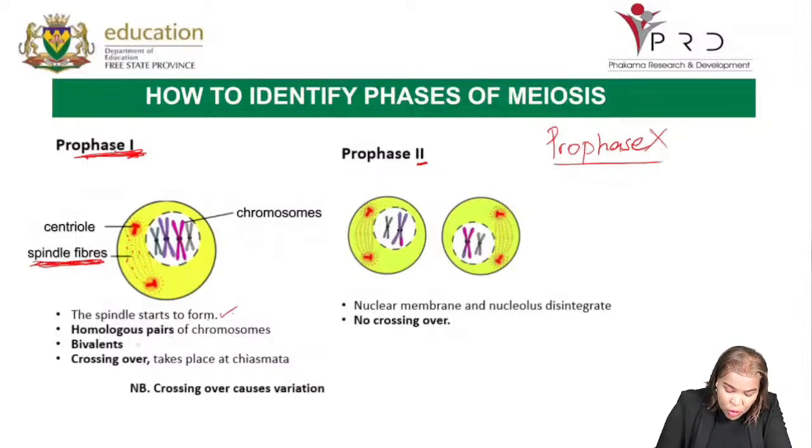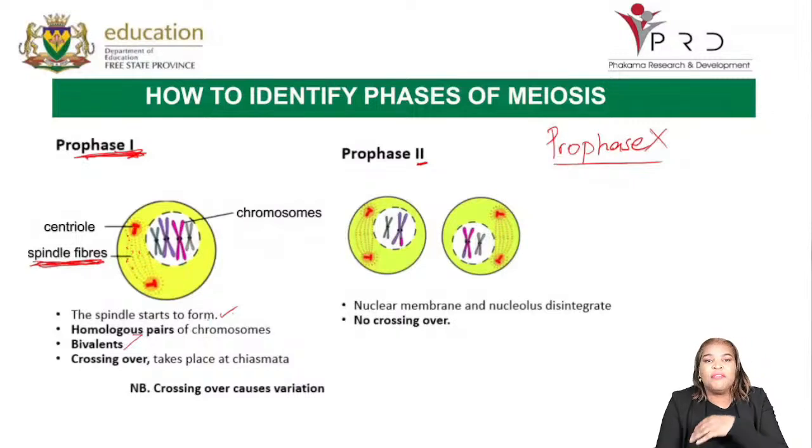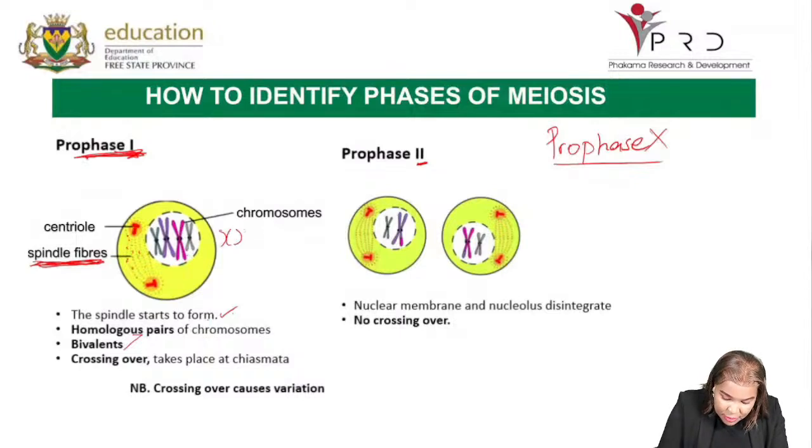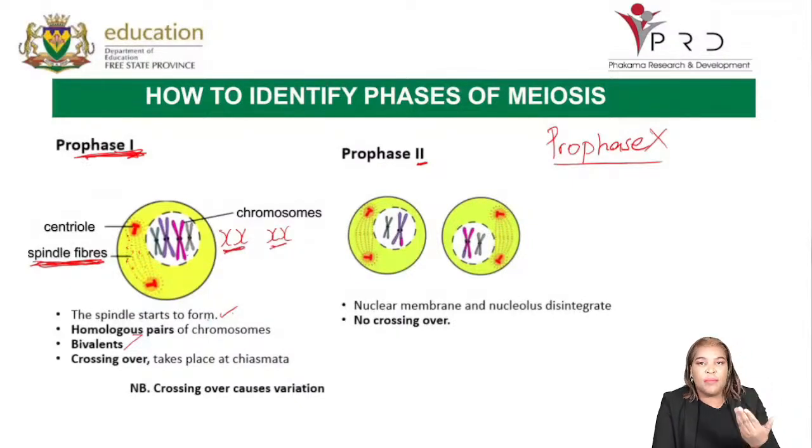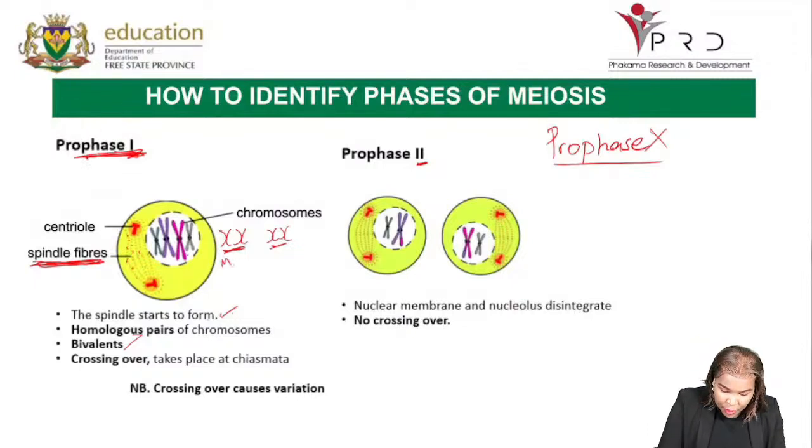Homologous pairs of chromosomes are visible, or bivalent. So homologous chromosomes are the chromosomes from the mother and the father that have the same size, same shape, that are paired together. You start seeing them like this. So once you see them in pairs like this, you know they are of the same shape, same size, but one is from the mother, and one is from the father. So you know that these are homologous chromosomes, right?